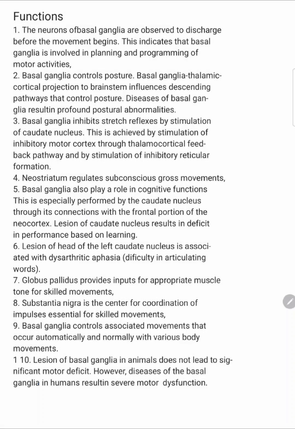Next, functions. Let us discuss the functions. Remember, one important word will be there in every sentence. That word should be represented in the exam so that you can get good marks.